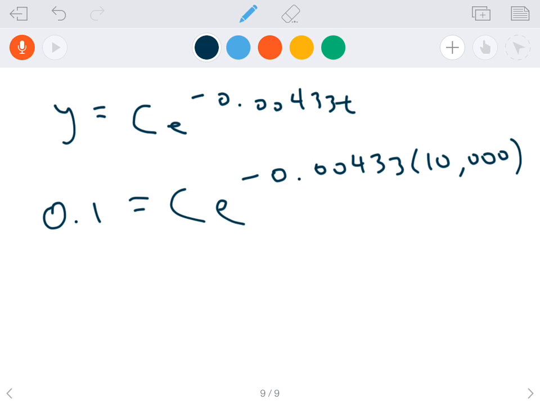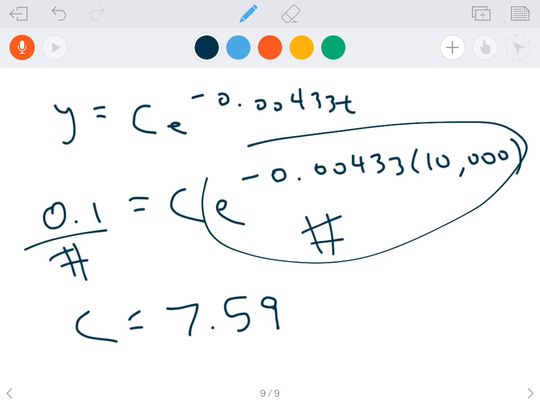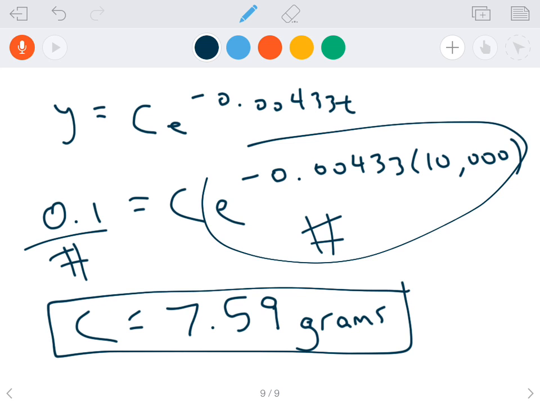So if I type in this number and I do 0.1 divided by whatever number that is, I get that C is equal to 7.59 grams. When you can, it's always nice to include units. When you can.